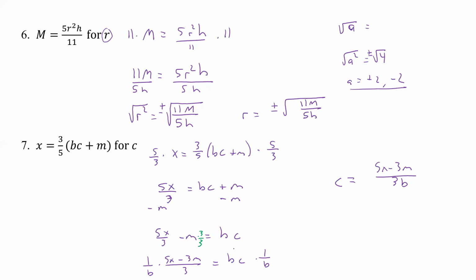Now, could we have taken everything times 1 over b? Yeah, but then you're going to have two different fractions and stuff, and so it's not quite as clean. But that's what I'm going to say is going to be our solution on that one.